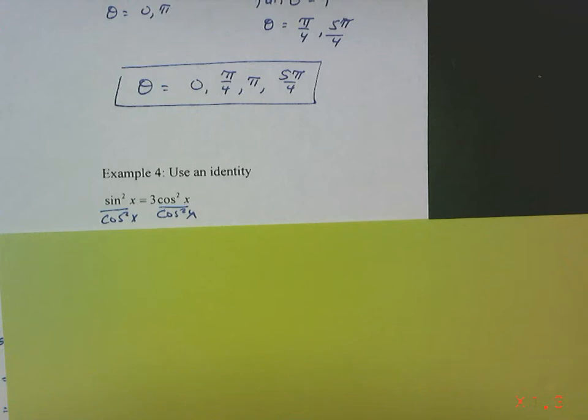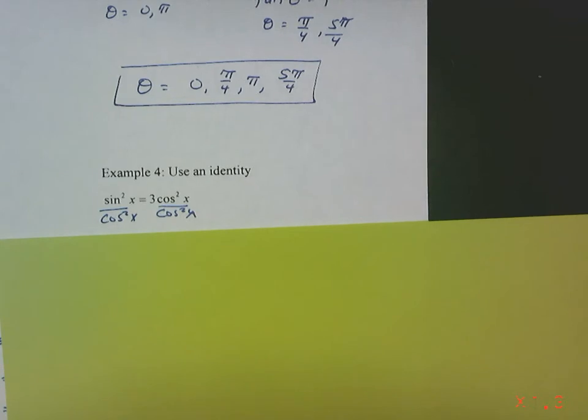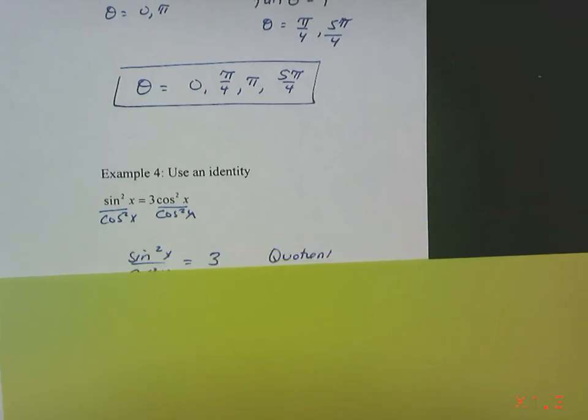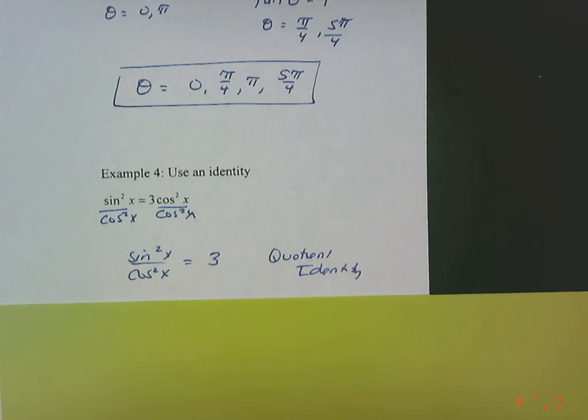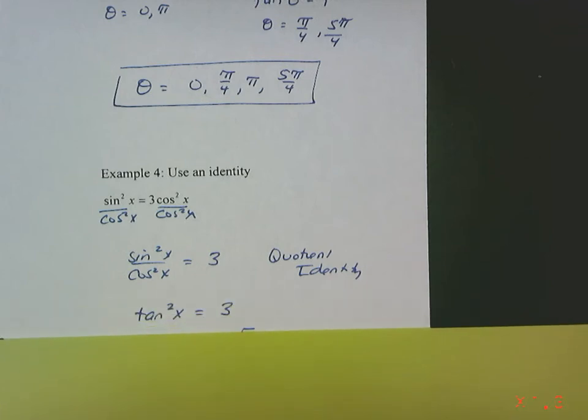Subtracting 3 cosine squared x with this technique is not going to help me. When I divide by cosine squared x, I get sine squared x over cosine squared x equals 3. Now I can use the quotient identity. Sine squared over cosine squared is going to be tangent squared. So I replace sine squared x over cosine squared x with tangent squared x, and that equals 3.